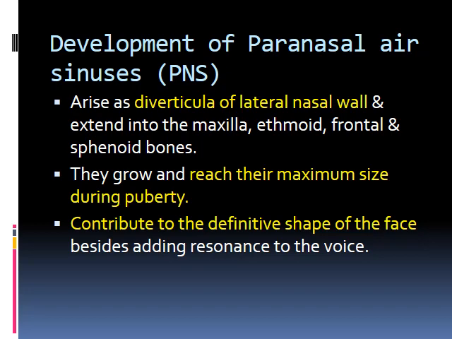They also extend into the ethmoid to form the ethmoidal air sinuses, into the frontal bone to form the frontal sinus, and into the sphenoid bone to form the sphenoidal air sinus. So we have maxillary sinus, ethmoidal air sinus, frontal sinus, and sphenoidal air sinuses. Now these diverticula, which are destined to form the paranasal air sinuses, grow and reach their maximum size during puberty. And these sinuses contribute to the definite shape of the face besides adding resonance to the voice.